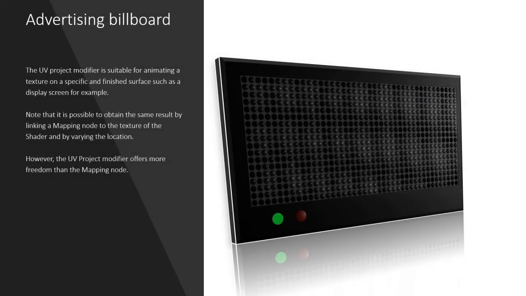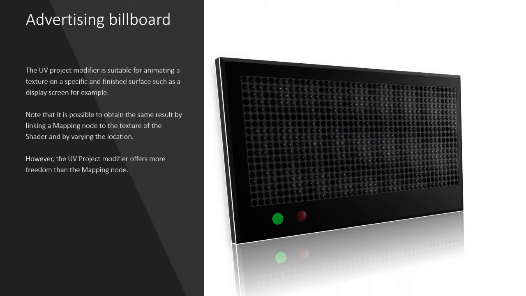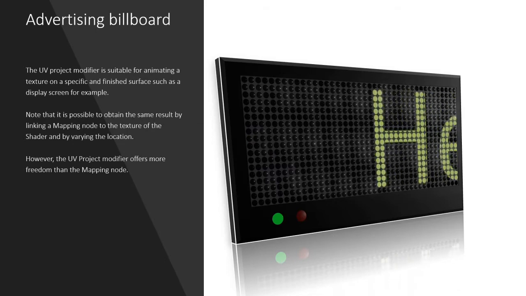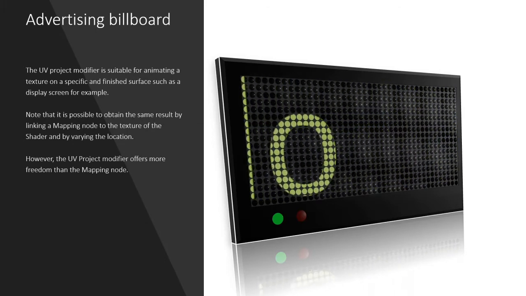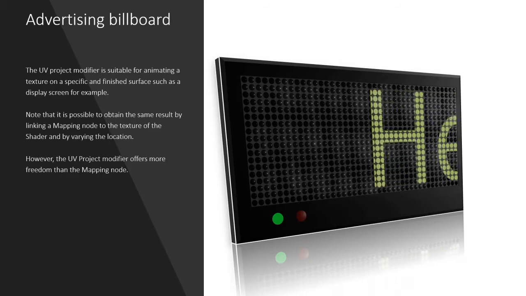The UV project modifier is suitable for animating a texture on a specific and finished surface such as a display screen, for example. Note that it is possible to obtain the same result by linking a mapping node to the texture of the shader and by varying the location. However, the UV project modifier offers more freedom than the mapping node.